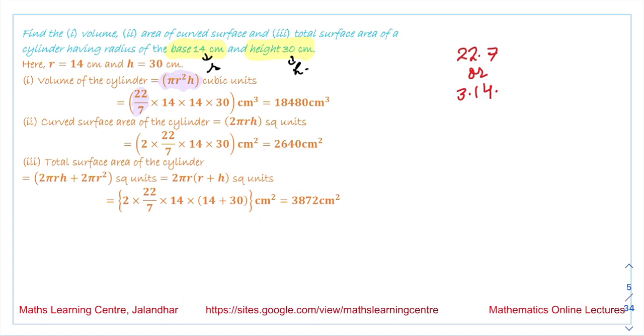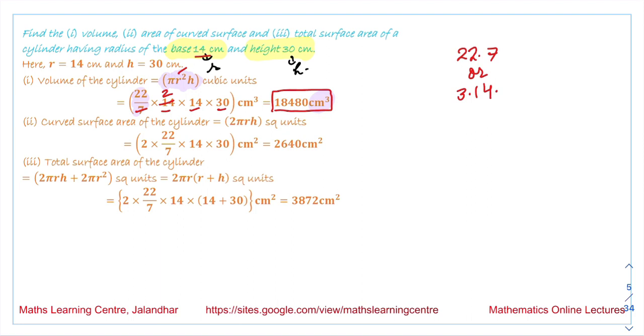So it is into 14 into 14. Why? Because it is r square. R is 14, into 30. So this 7 and 14 get cancelled. And when you multiply these values, you will get the answer 18480. And the unit for volume, we know, is centimeter cube.